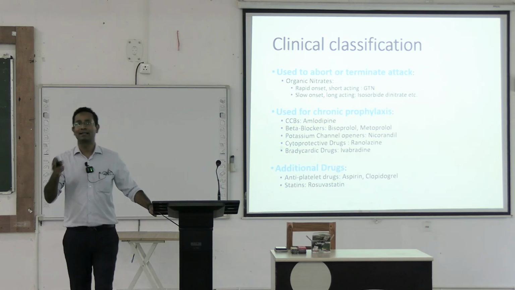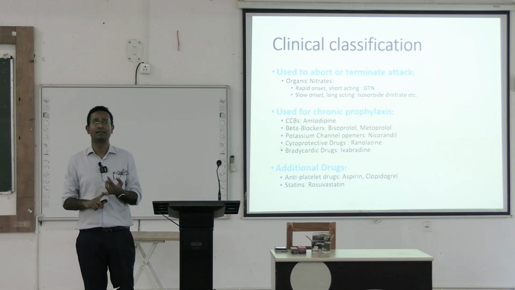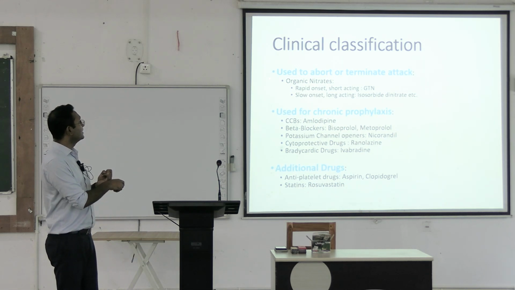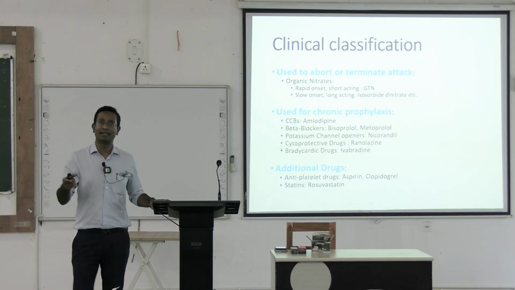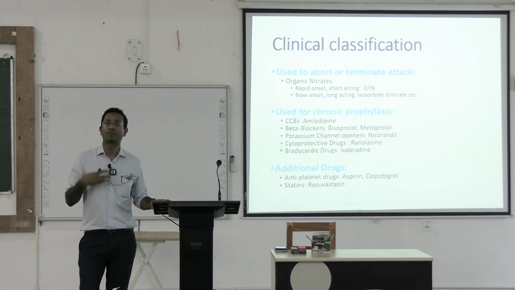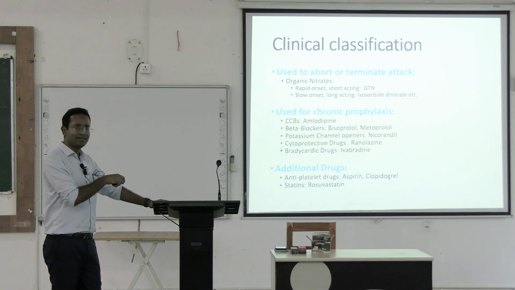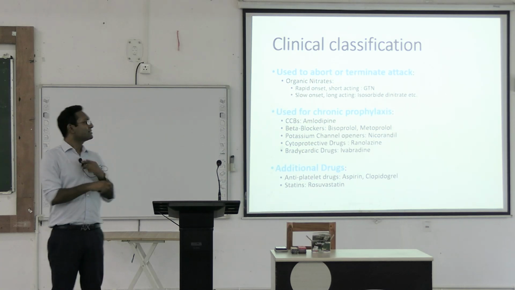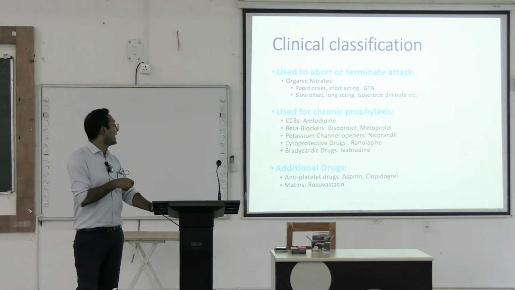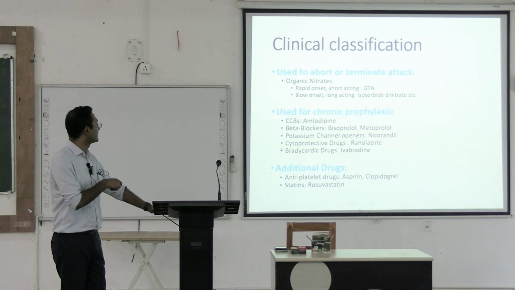So first, coming to the classification, as I said, there are two types of classification. One is the clinical classification and another is the pharmacological classification. Clinical classification covers the drugs used to abort or terminate an attack. Angina has started, you give the drug to relieve the patient from the pain and abort the anginal attack. The drugs used are organic nitrates, which can be of two types: rapid onset, short acting, GTN, and slow onset, long acting, isosorbide dinitrate or isosorbide mononitrate.